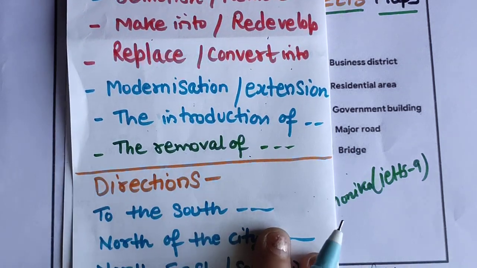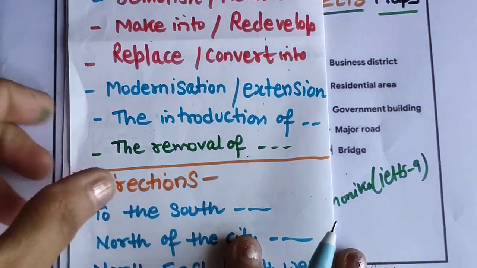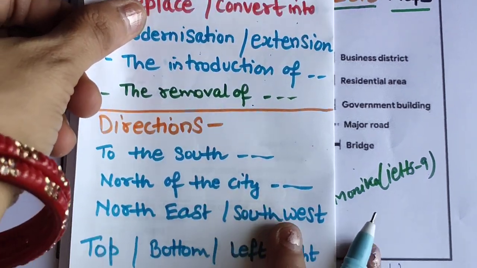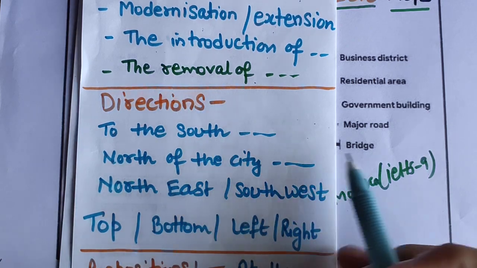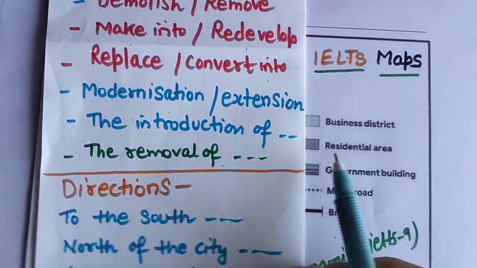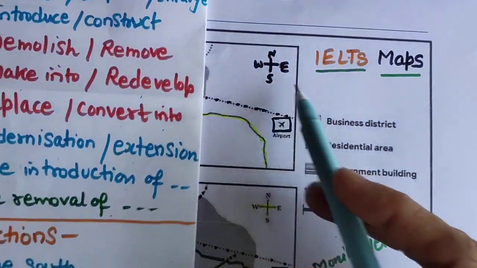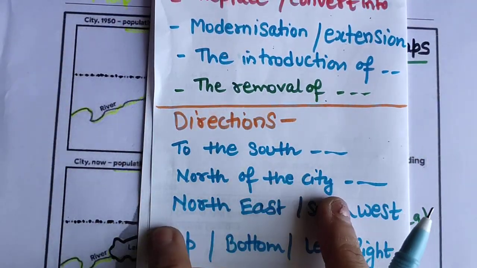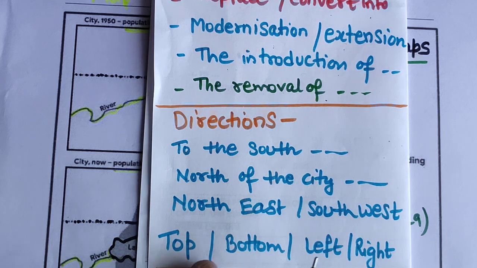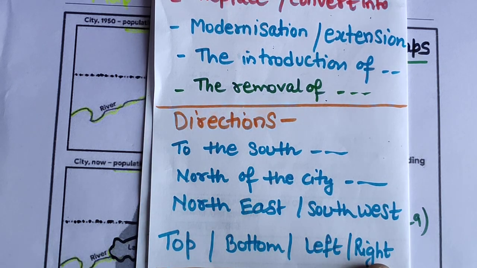Okay, now coming to the directional words. It's important to use these directional words also. Towards, to the south, so I have explained the directional words to you, and you can use these names: to the south, north of the city, northeast, southwest, top, bottom, left, right also you can use.